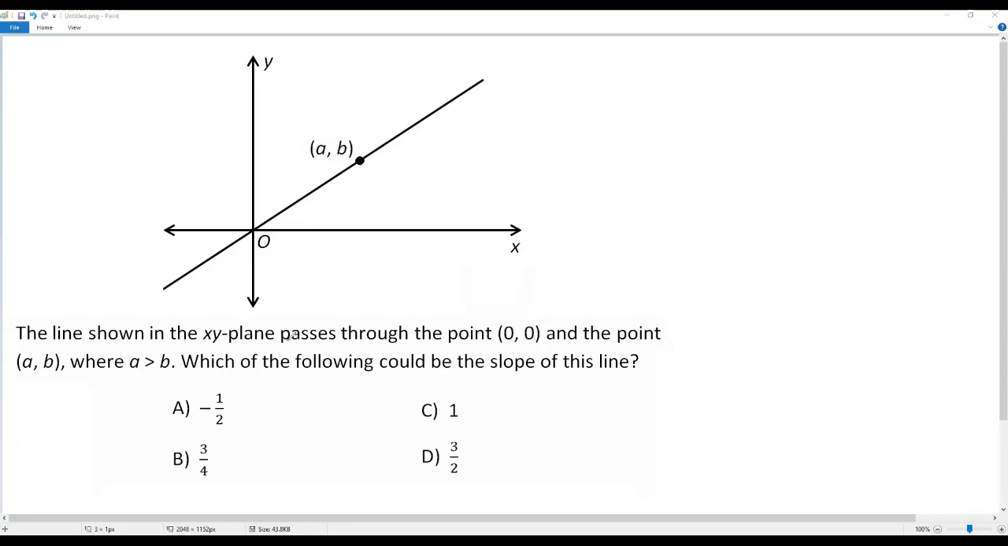The line shown in the xy plane passes through the point (0, 0) and the point (a, b), where a is greater than b. Which of the following could be the slope of this line? Okay, the given line is a rising line, so the slope must be a positive value.